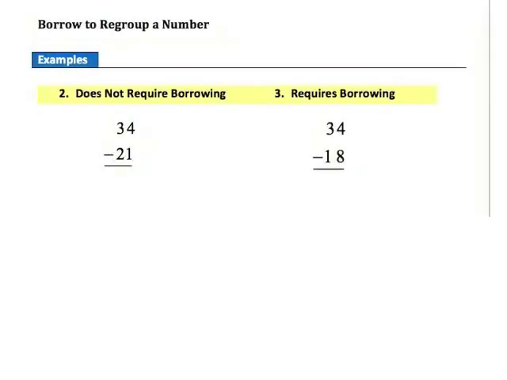Borrow to regroup a number. In example 2, we're going to do subtraction that does not require borrowing. So here I have 34 minus 21. I'm going to start over in the ones column, the smallest place value, and subtract 1 from 4. Well, 4 minus 1 is 3. Then I'm going to go to the tens place. 3 minus 2 is 1. So I get an answer of 13.